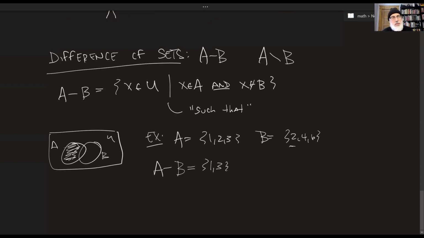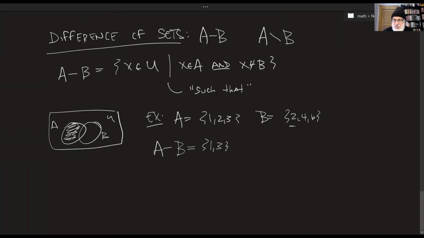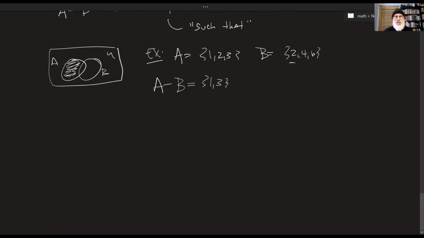My squiggles are bad, but hopefully this won't ruin things. The squiggles are always the start of the set and then the end of the set. So that's what A not B is, or the difference of sets. I think from here on out, I might say A not B.